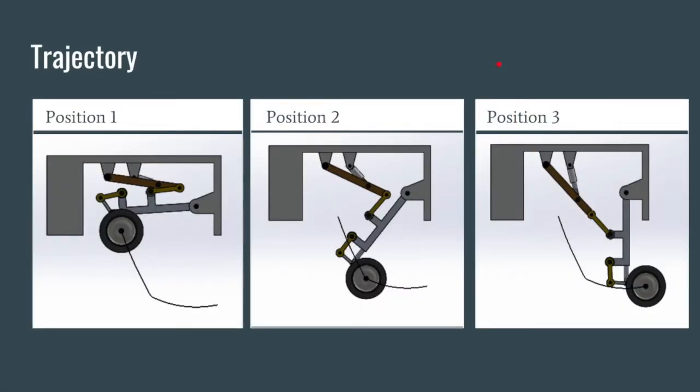Now we're going to look at the trajectory of our landing gear. Position 1 is its starting position, and as it starts to expand, as you can see in position 2, it follows a path toward its final position. Position 3 is the final position, when it completes the full revolution.